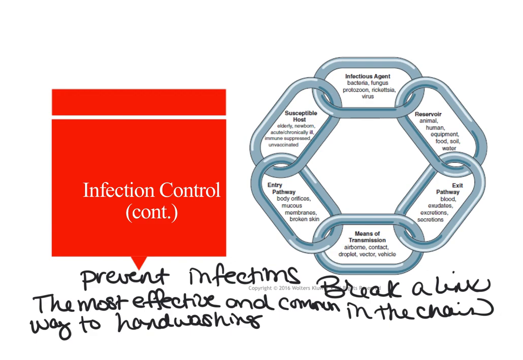All right, our entry pathway: body orifices, mucous membranes, broken skin. If we are working in the lab, we're going to cover our skin. If we're working in healthcare, if we have a break in the skin, we're going to cover it. We're going to wear gloves. We're going to use gloves when we handle food. We're going to make sure we are covered. We have face shields, face masks. We're going to take care of any possible entry pathway. We're going to be mindful of where we are and how many germs are actually around us.